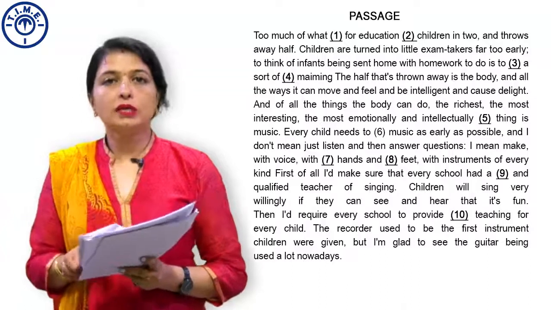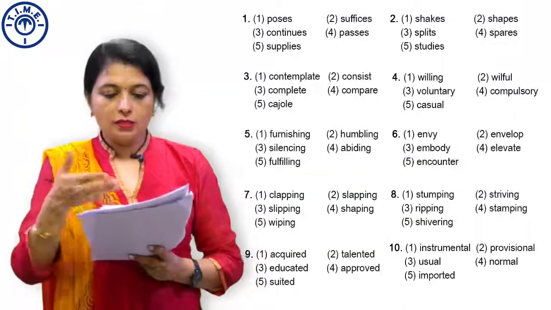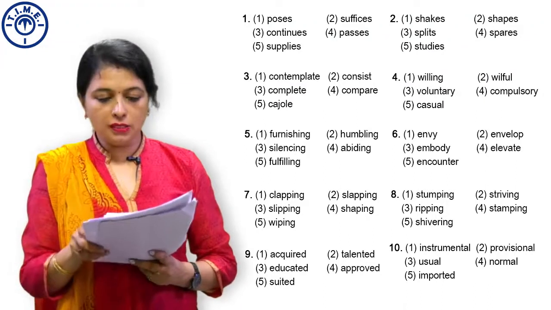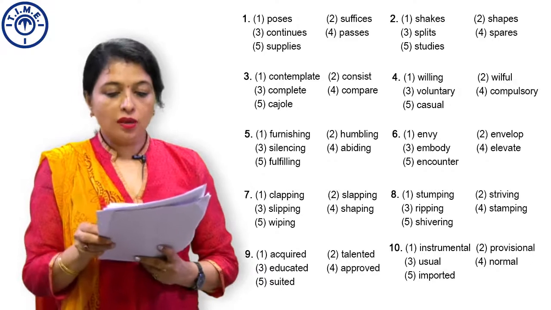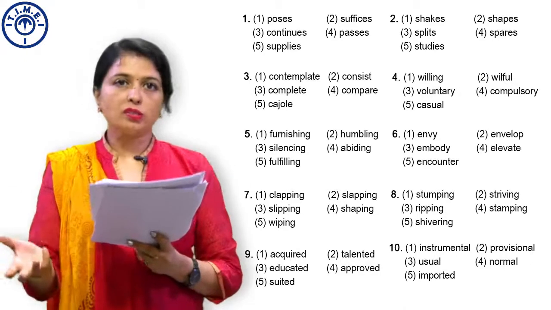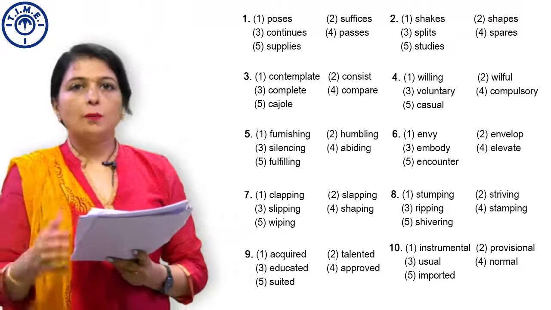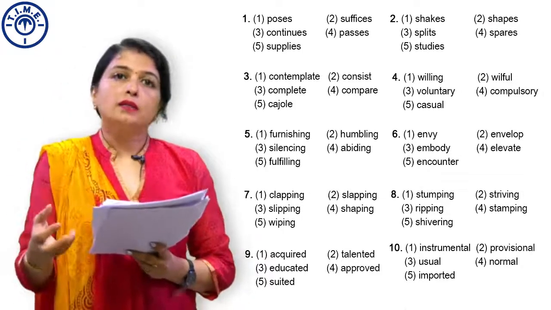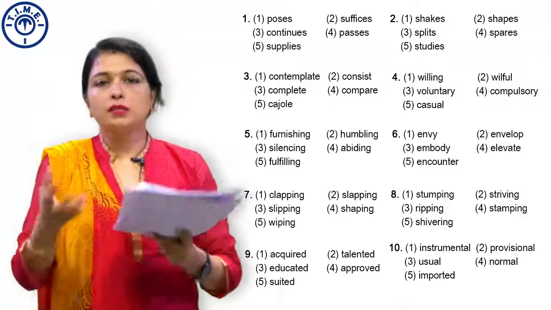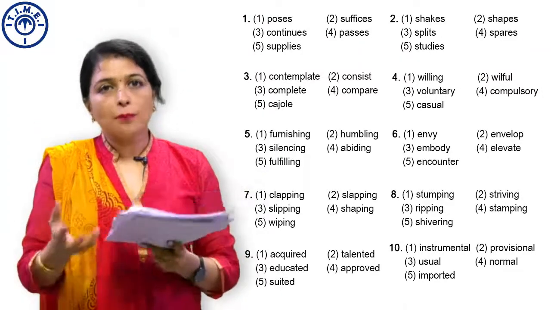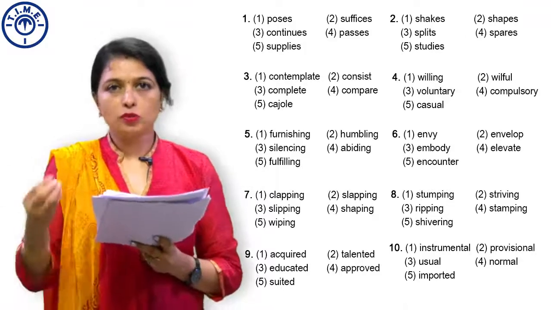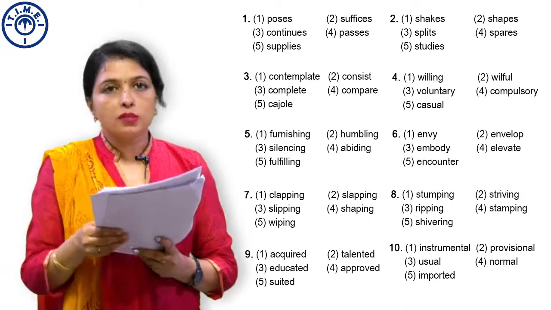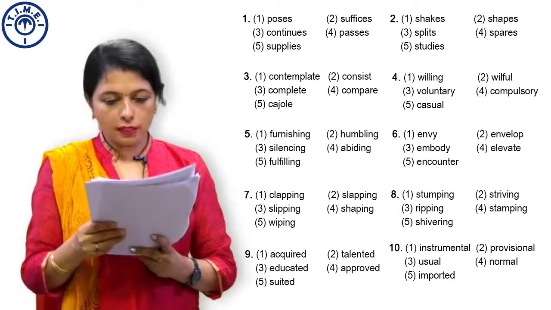Now, the second one says dash feet with instruments of every kind. Just like we clap with hands, we stamp with feet. We can't stump, strive, rip or shiver. It can't be stumping feet, striving feet, ripping feet or shivering feet. Shivering of course is absolutely ruled out because it has a negative connotation, and here the author is telling us that children need to do this. They need to clap hands, they need to jump around, stamping their feet to the tune of music, to the sound of songs probably. And in this context, we have for this blank the fourth one as the correct choice.